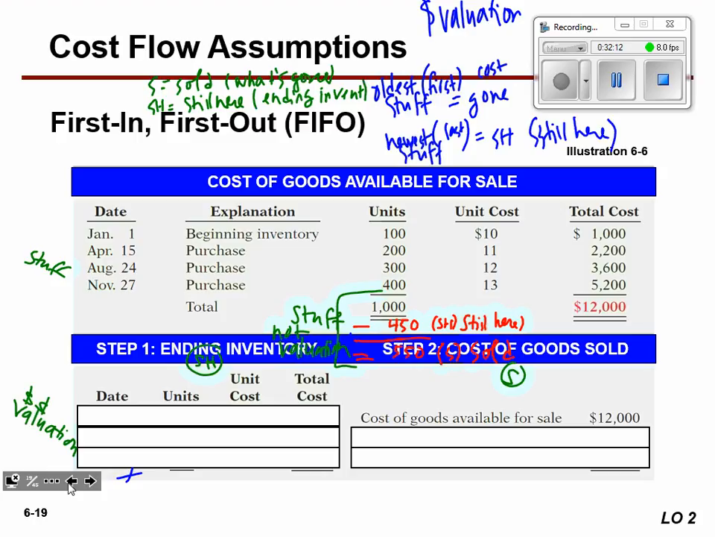You're not going to hear the book talk about SH. That's just more of a Marsism. I like to talk about SH, what's still here, and then what's sold and what's gone. So the reason this is going to feel backwards is because we're first going to look at what is still here. Then we can back into the cost of goods that are gone.